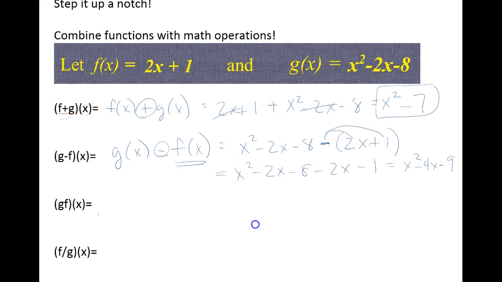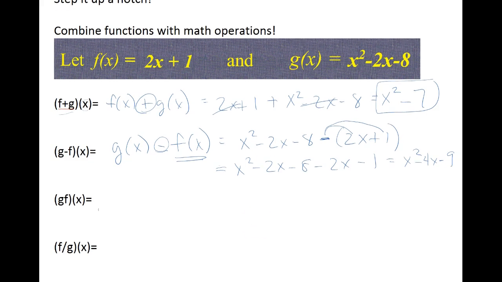All right, now what about the next one? We've got g f of x, okay? So what does that mean? Well, that just means g times f of x, okay? G times f. So we really are going to just be multiplying. So it's written, it's the same thing as this. We're just multiplying g times f. So x squared minus 2x minus 8 times 2x plus 1.